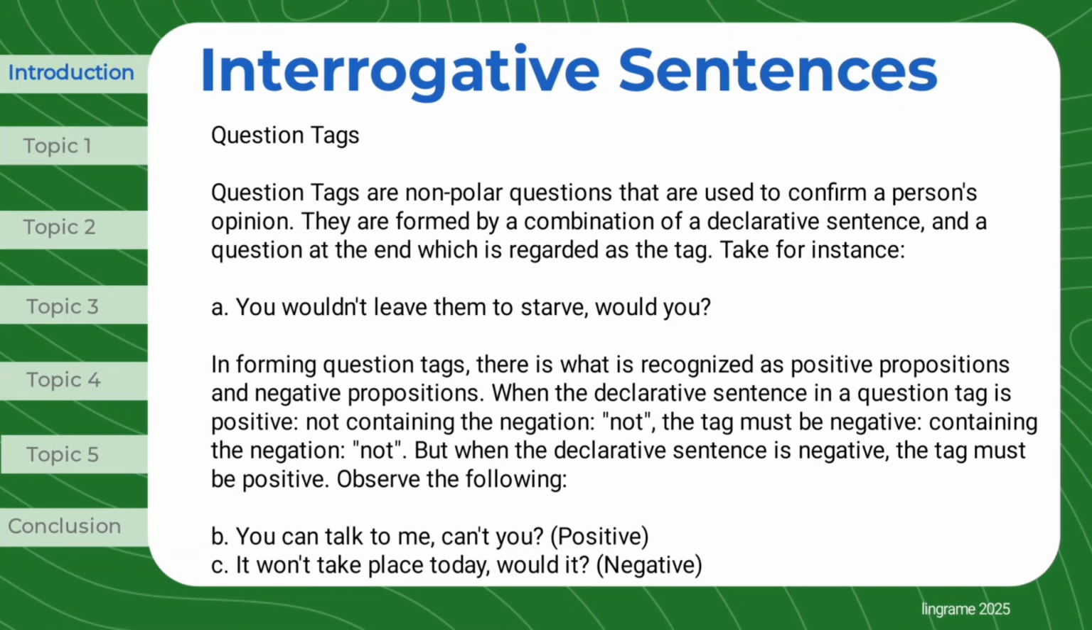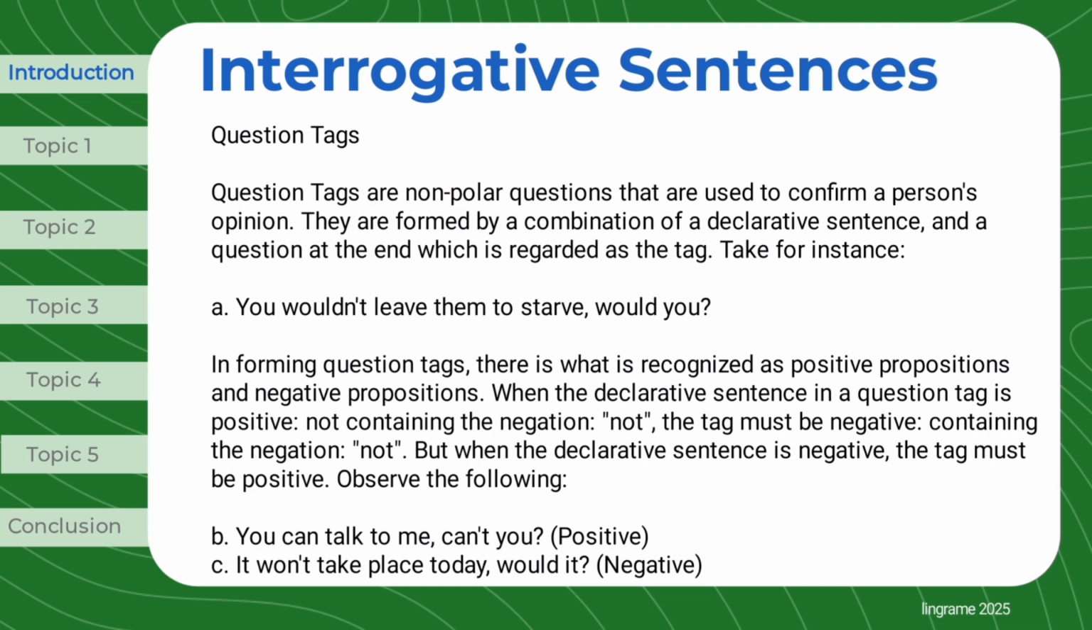Question tags. Question tags are non-polar questions that are used to confirm a person's opinion. They are formed by a combination of a declarative sentence and a question at the end which is regarded as the tag. Take for instance, you wouldn't leave them to starve, would you?